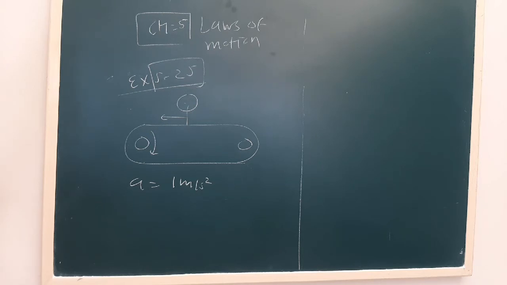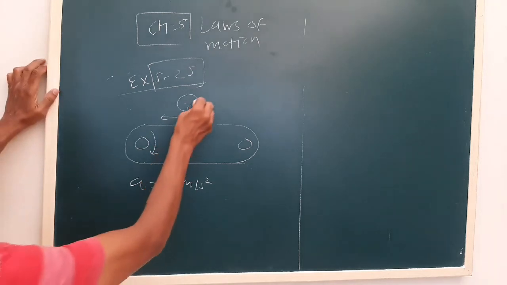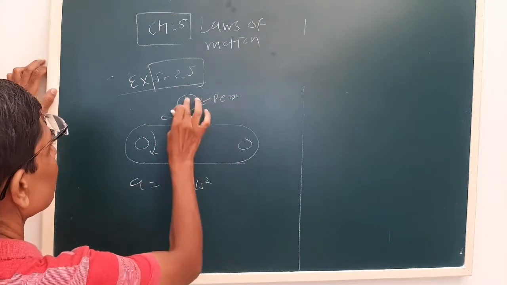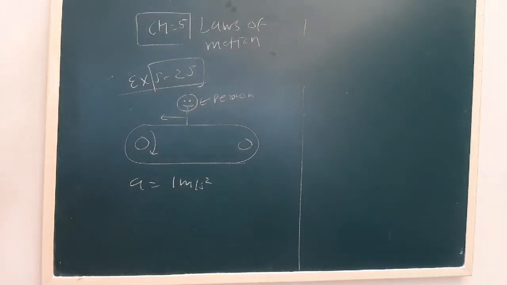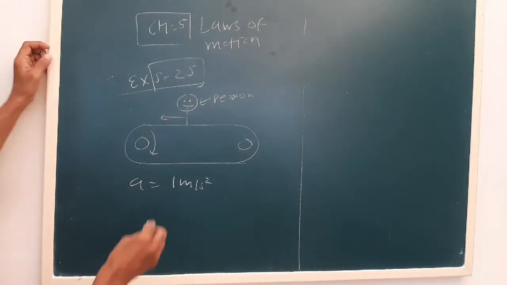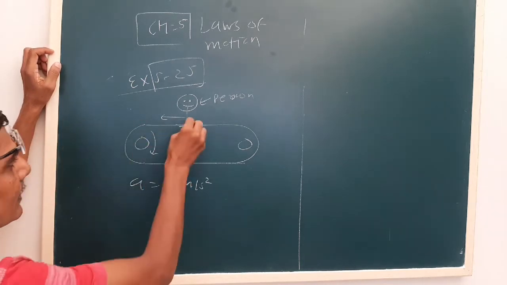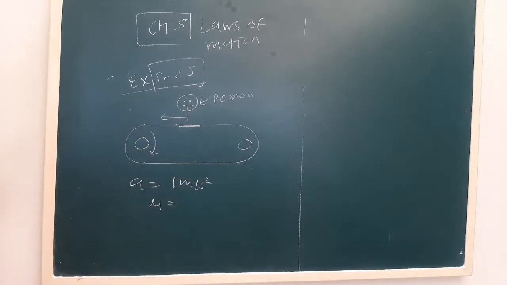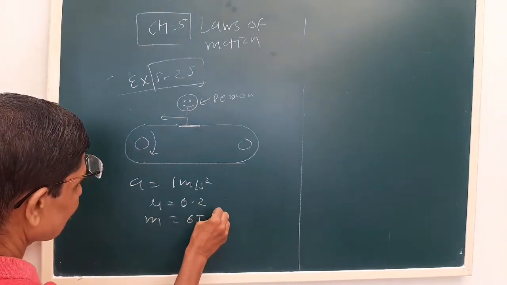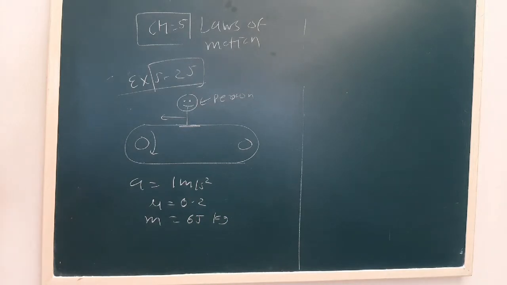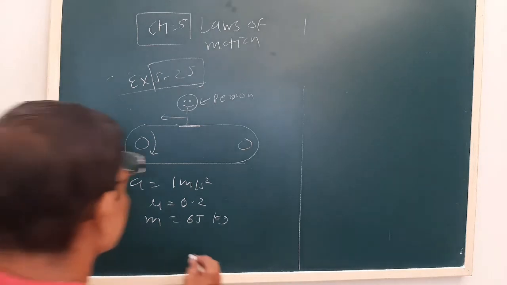Now a person is standing stationary. Now see the coefficient of friction between the surface of the roller and the shoes is given as mu equal to 0.2. Mass of the person is 65 kg. See what you have to find out: the resultant force. Okay, what you have to calculate? Resultant force.